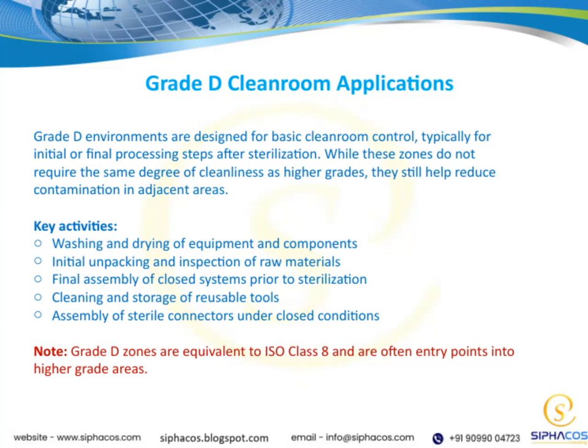Grade D environments are primarily designed for basic cleanroom control, which is usually needed during initial or final processing steps after sterilization. While these zones don't require the same level of cleanliness as higher-grade areas, they still play a crucial role in reducing contamination in the surrounding spaces. Key activities in Grade D cleanrooms include washing and drying equipment and components, as well as the initial unpacking and inspection of raw materials. These processes help ensure that everything entering the more sterile environments is as clean as possible.